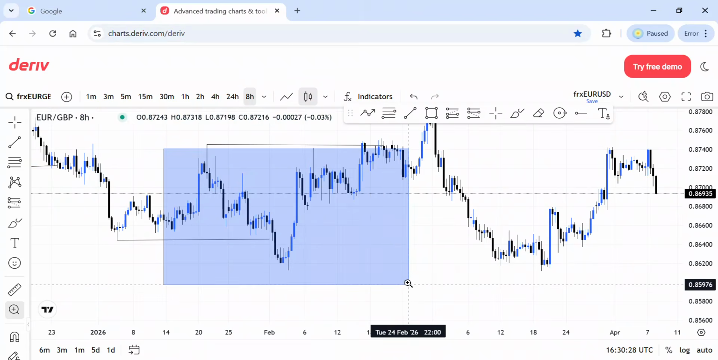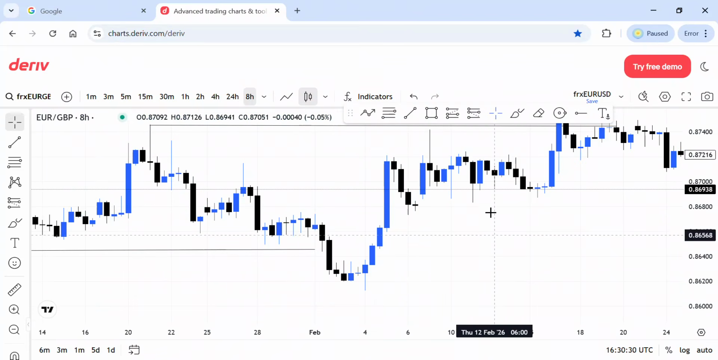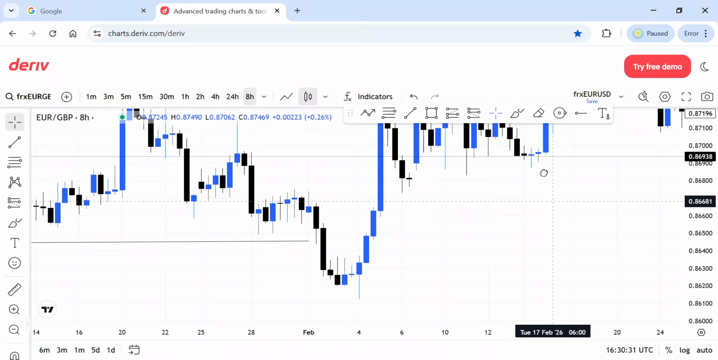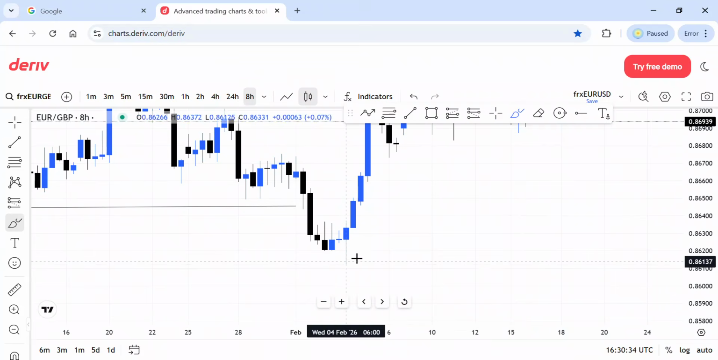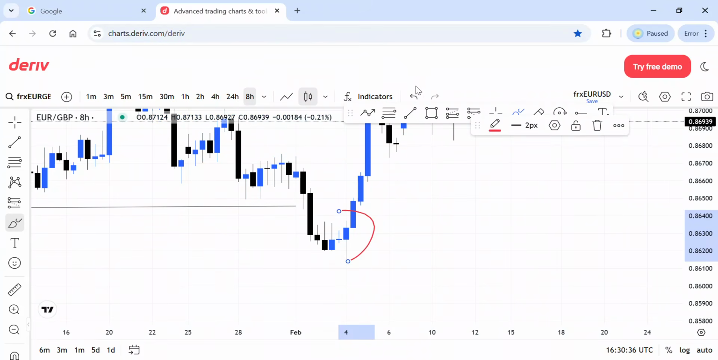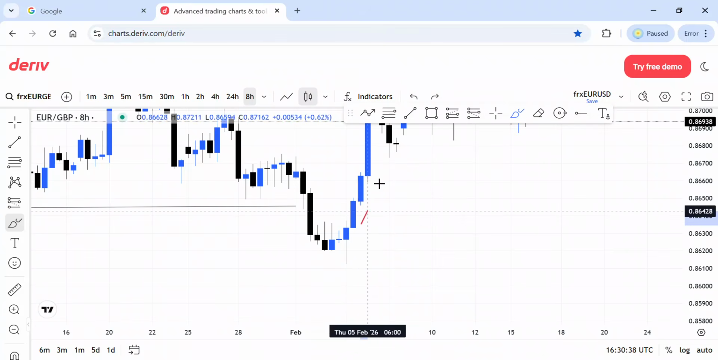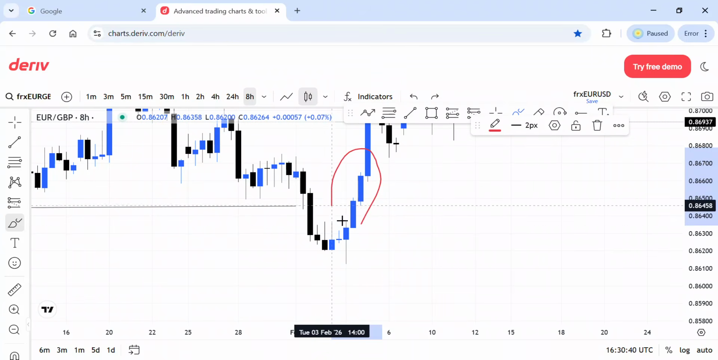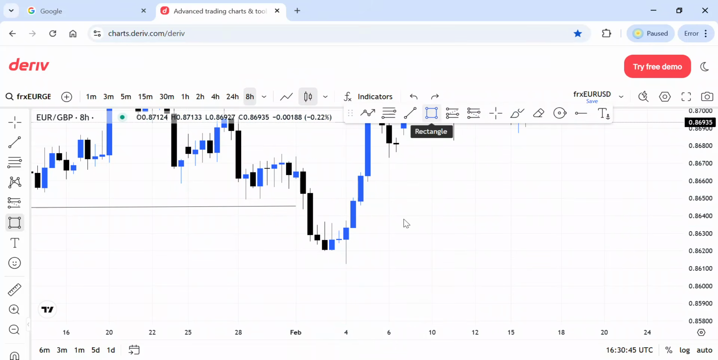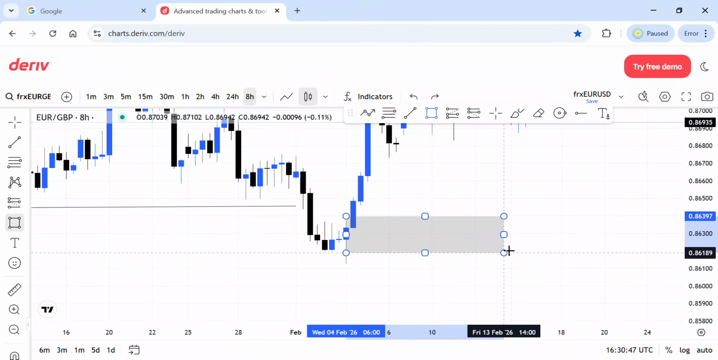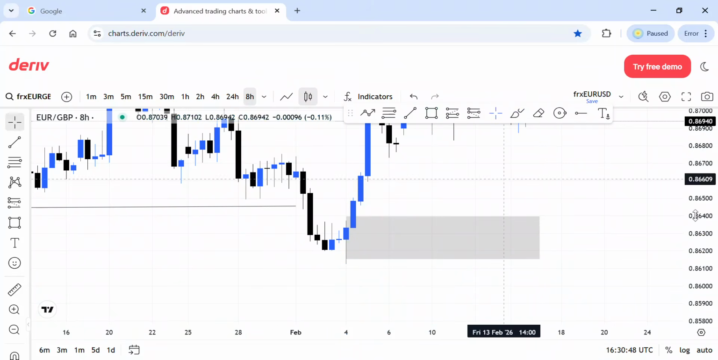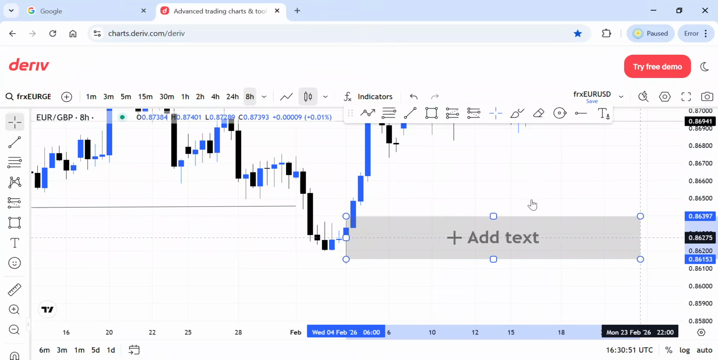Let me zoom this side. We have an imbalance right here, sitting right here. A very beautiful imbalance sitting here, as you can all see. Oh, sorry, that's another block. We have a lot of imbalance right here. Then you just mark your demand zone. This is our demand zone now.